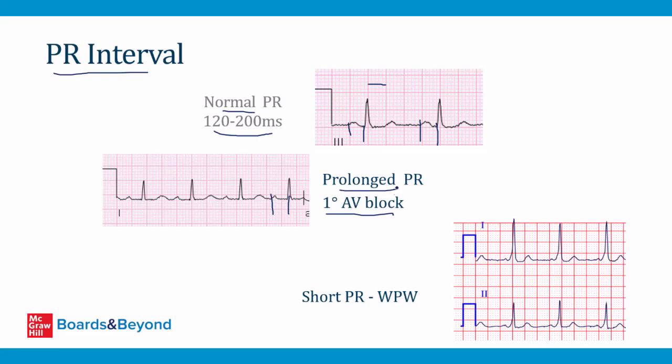And then the classic cause of a short PR interval, which you should know for your board exams, is Wolff-Parkinson-White syndrome, which we'll talk about in another video. But if you look here, this is the PR interval. It's very short, and it's because you have a delta wave of WPW right here, causing the QRS complex to begin early.